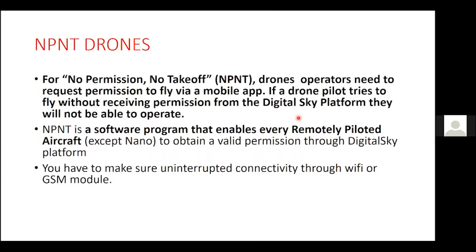This net connectivity is connected with DG Sky, and DG Sky is connected with air traffic control. So whenever you apply, you get permission from ATC, and only when ATC gives the condition will your aircraft fly. If you have the NPNT module installed in your drone, you will only be able to fly it when you have permission from DG Sky. Generally, we give the connectivity of NPNT modules with the help of Wi-Fi or GSM modules, whatever you wish to apply. But without it, you cannot fly a drone of more than 2 kg.